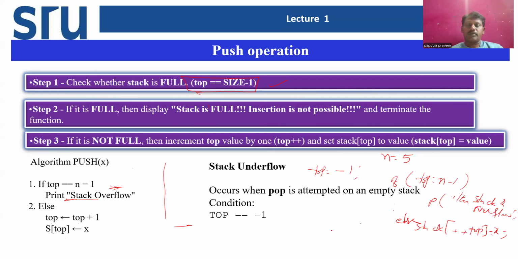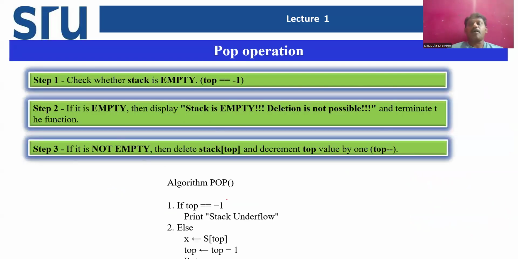Both are same. So underflow when top equal to minus 1. Top equal to minus 1 means initially we assigned the top equal to minus 1. If the top equal to minus 1, then there is no element in your stack. Okay, clear? This is the basic function of the push operation. And next one is the pop operation.